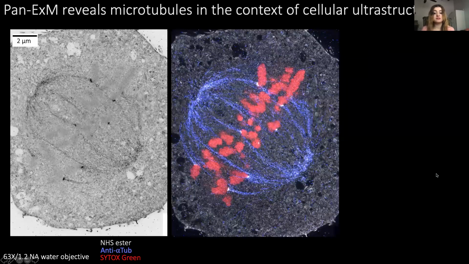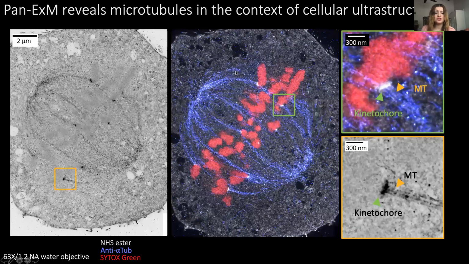In mitotic cells, for example, microtubule bundles are attached to chromosomes, here in red, via kinetochores, here very dark in this inverted NHS ester image, and very white here in this regular fluorescence image channel. If we zoom into these regions, we can resolve individual microtubules in microtubule bundles. So here you can identify 4 microtubules, here you can see 3, and this is the kinetochore.